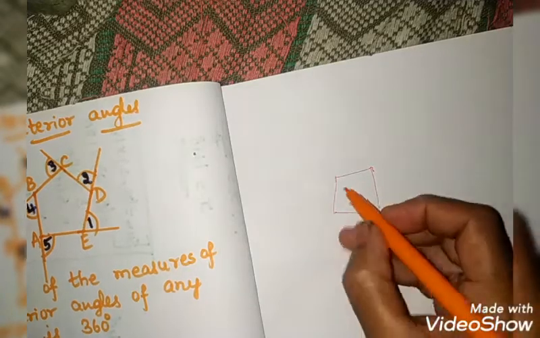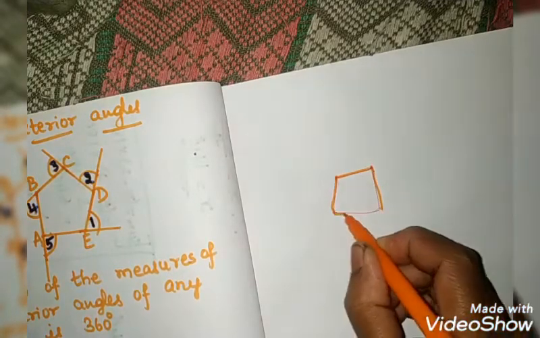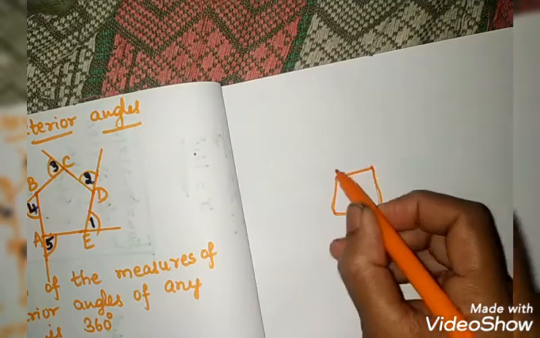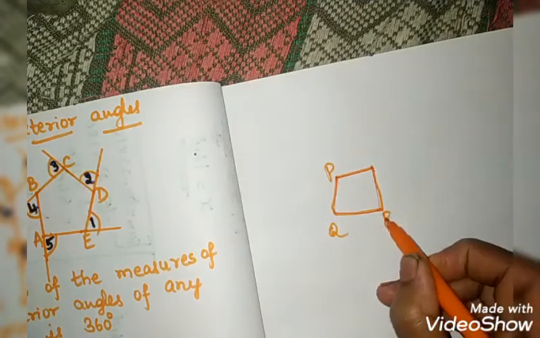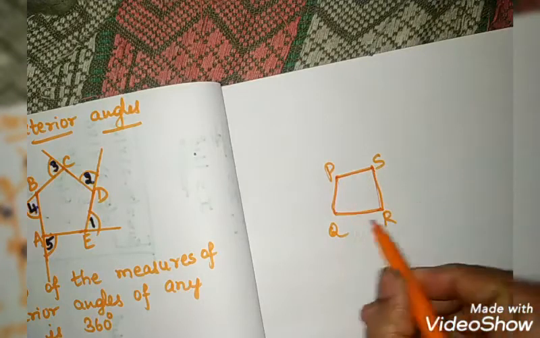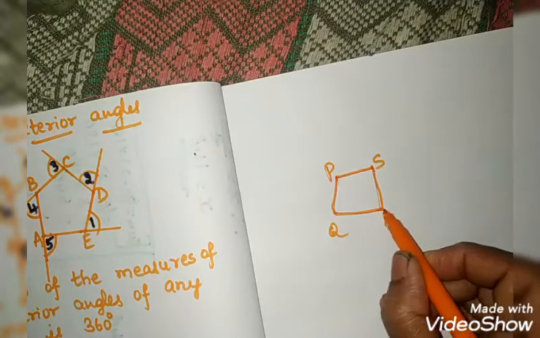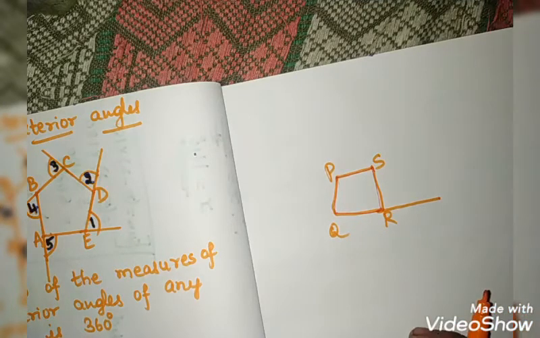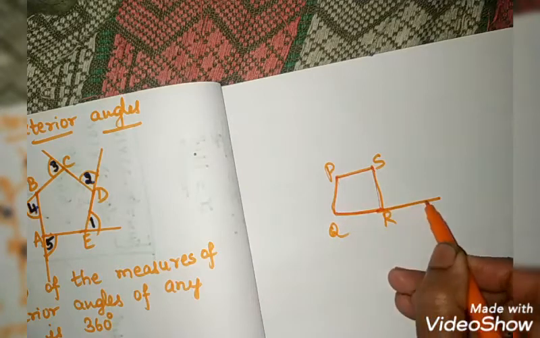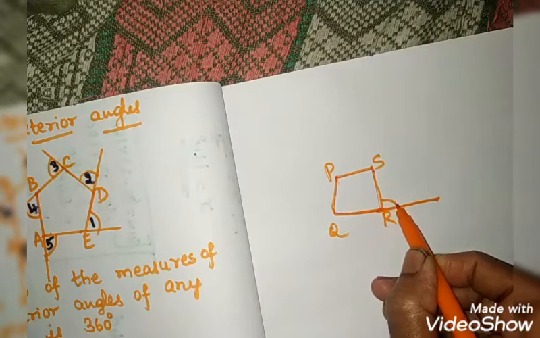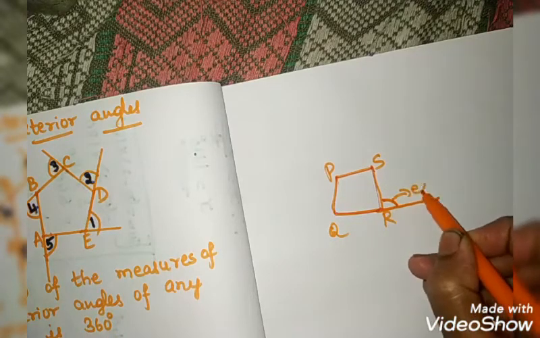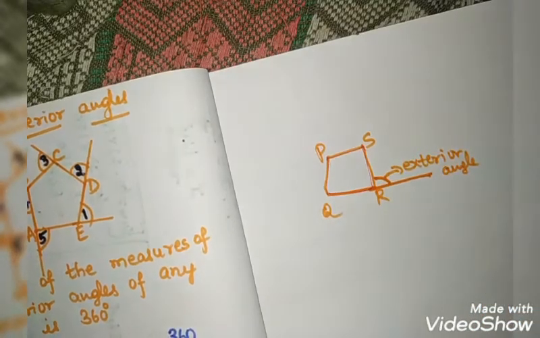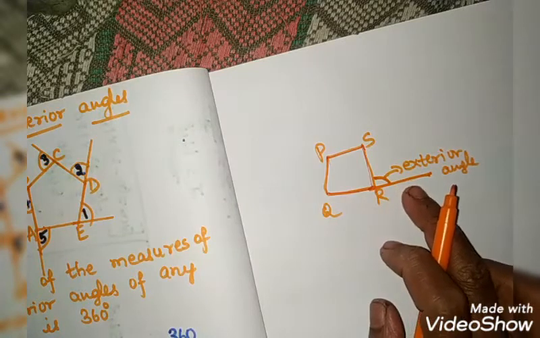If you are drawing a polygon like this, one polygon is there. How to find out the exterior angle? One side. Now let us give names for this: PQRS. QR is a side, isn't it? When this side is extended, we are increasing the length of that side. When one side is extended, whichever angle is formed outside the polygon, this angle is known as what? This angle is an exterior angle, children. Understanding now? This angle is known as an exterior angle.